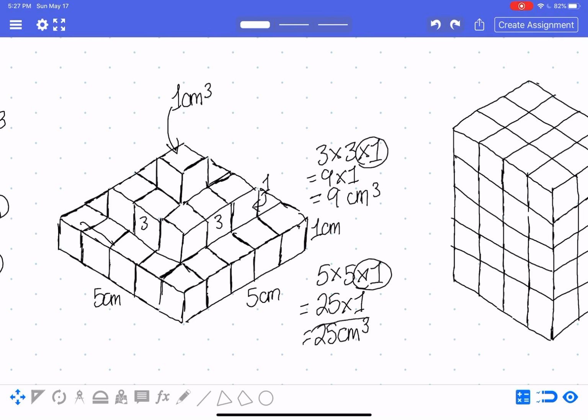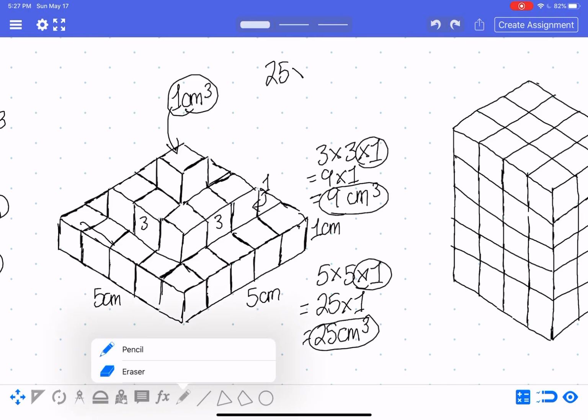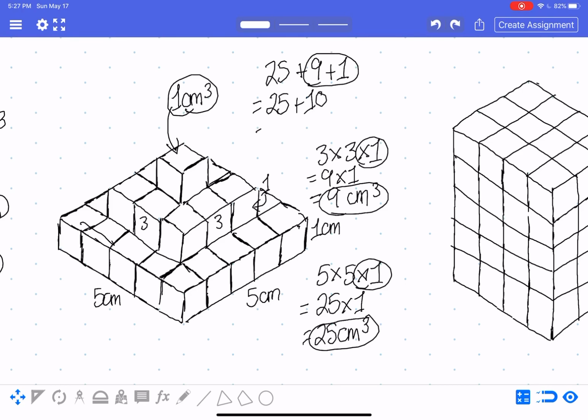So now we're going to add the bottom layer, the middle layer, and the top layer. Okay, so it's 25 plus 9 plus 1. I could say, well, here's 10. So if I just add them together, the whole structure is 35 centimeters cubed.